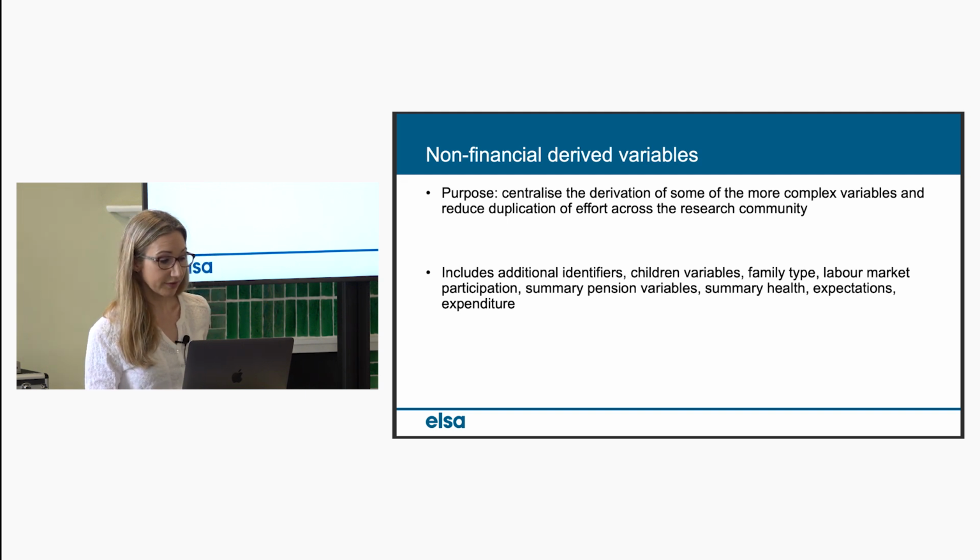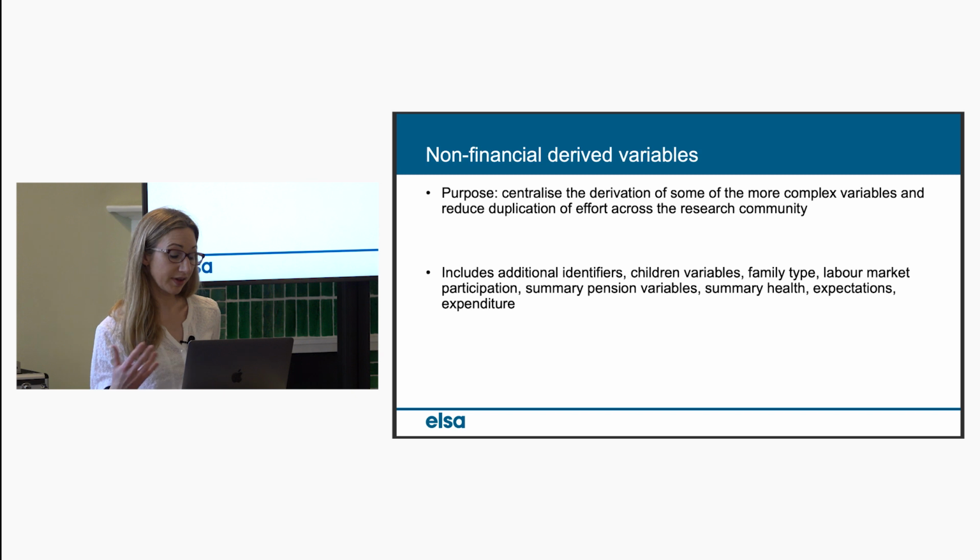What about the non-financial derived variables? So the purpose of these is to centralize the derivation of some of the more complex variables. So ELSA, because it's a longitudinal study, we have variables that have been fed forward from a previous wave. We have some quite complex measures of things like cognitive function and health and so on. So to try and reduce the duplication of effort across the research community, we derive some variables which we've used or which we think that other people might want to use, and we make those available. So that includes things like couple identifiers.